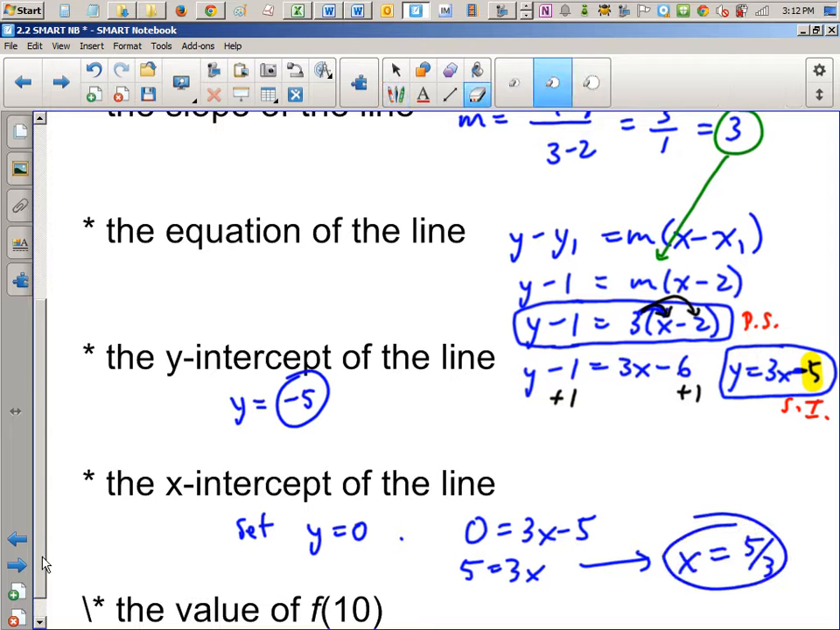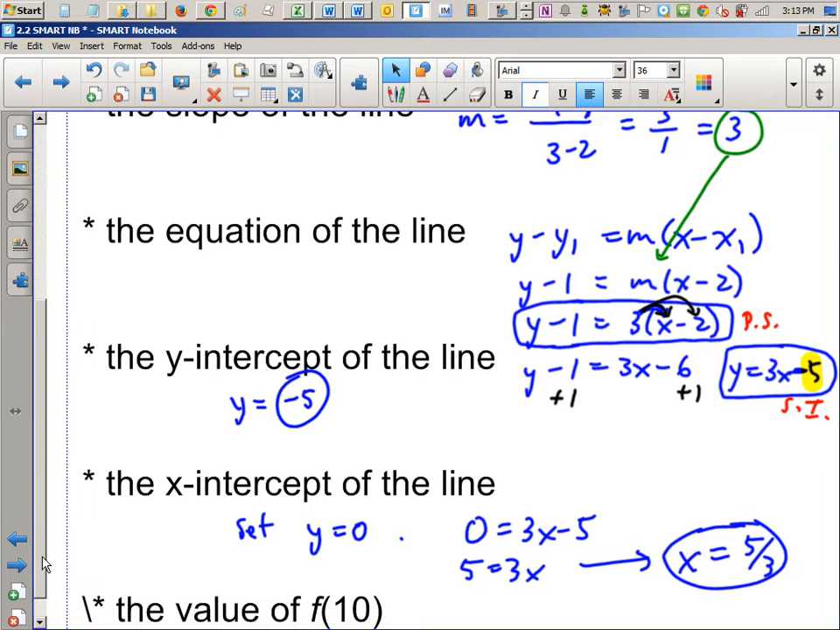It's very common to get fractions, right? I mean, if you're going to get a nice clean y-intercept like negative 5, don't be surprised that your x-intercept is not a nice number. Most of the time, you get fractions for everything.